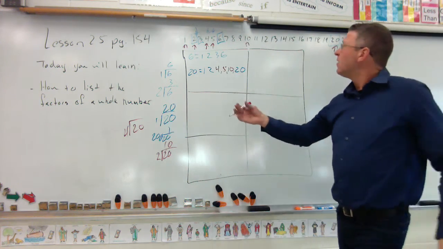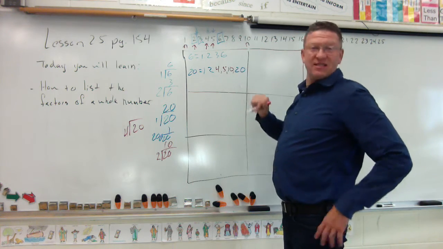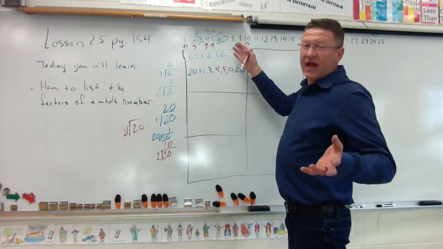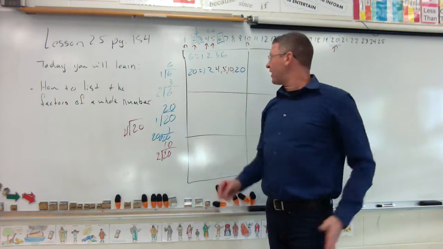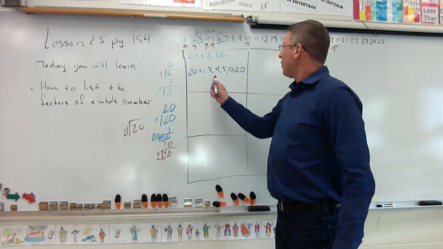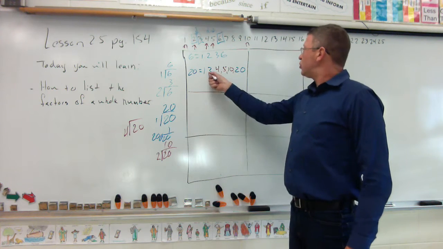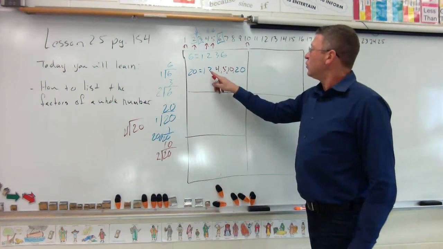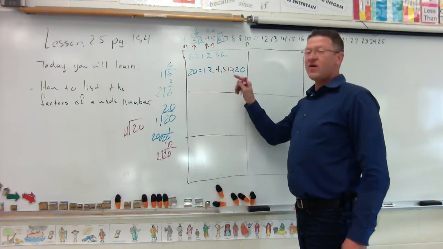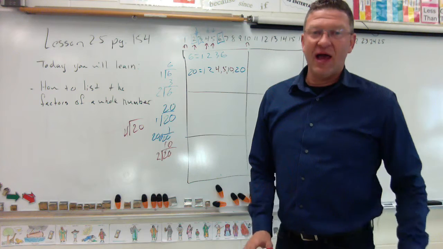No, I'm done. Well, look, I skipped 9, 8, 7, 6. Is 9 going to 20? Nope. Does 8 slide down? Nope. Does 7? Nope. Does 6? Nope. Okay, so I got all the factors. The factors of 20 are 1 and 20, 2 and 10, and 4 and 5. 1 times 20 is 20, 2 times 10 is 20, and 4 times 5 is 20. And that's it. I have them all.